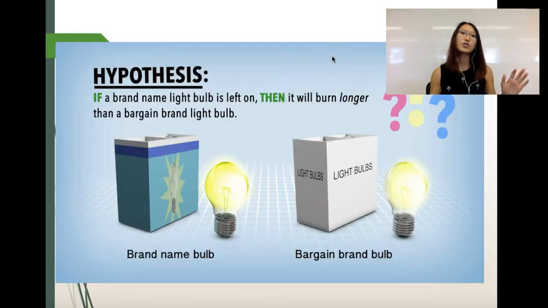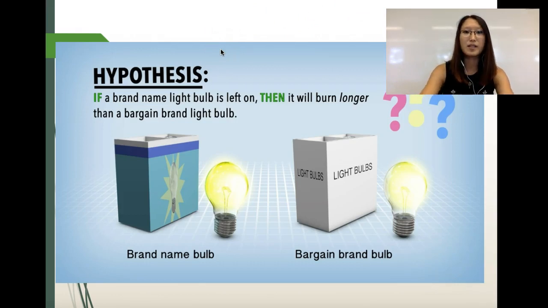Okay, so we're going to first do a practice of the scientific method. Right here is a practice that you can do at home. Think about this hypothesis. If a brand name light bulb is left on, then it will burn longer than a bargain brand light bulb. In this hypothesis, what is your independent variable? What is your dependent variable? What is the control group and what is the experimental group? Pause the video, think about it, and then I'll tell you the answer. See if we're matching our answers.